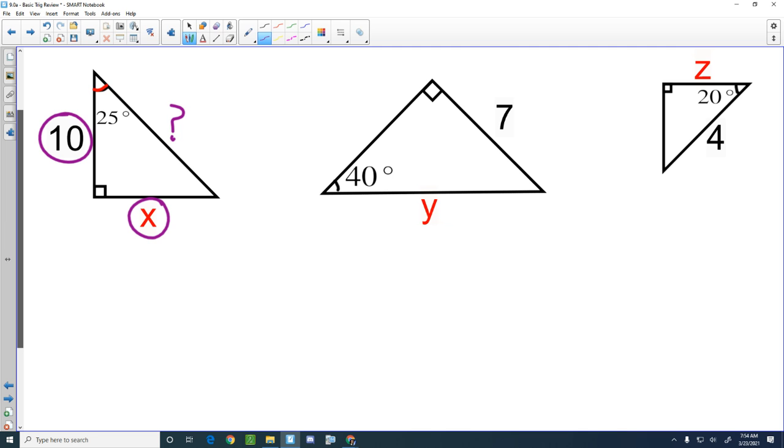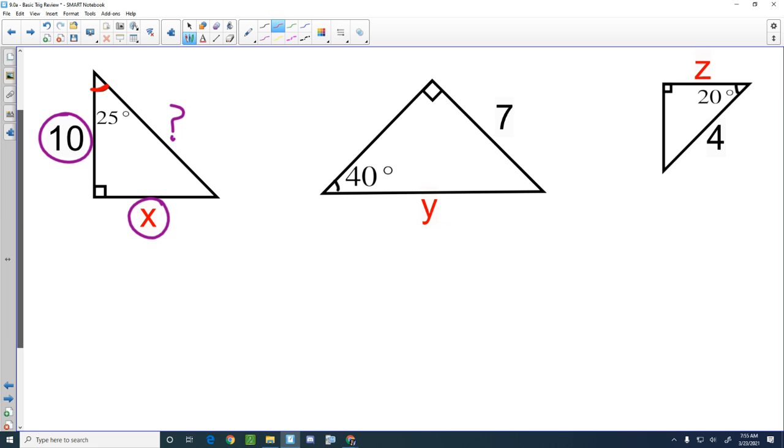So how do you determine that? Well, it all comes down to the angle that we're given, not the right angle. You're always going to have a right angle. That's never the one that we use. We never use the 90-degree angle because they all have a 90-degree angle. We're looking at one of those two non-right angles. In this case, this 25-degree angle.